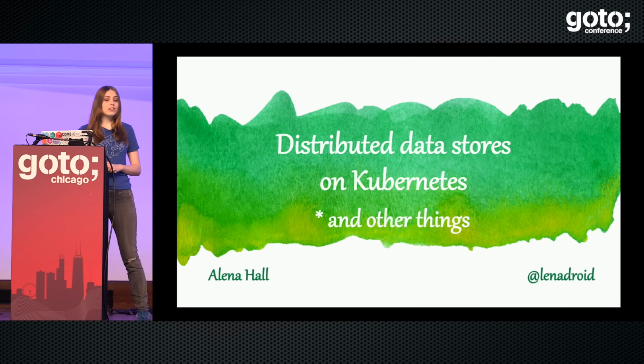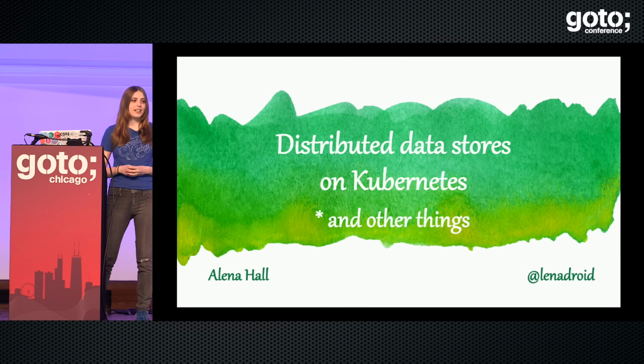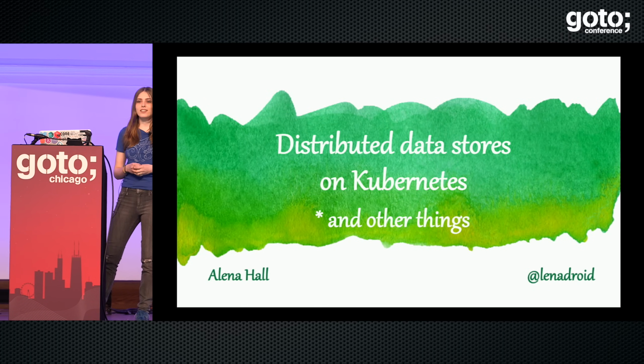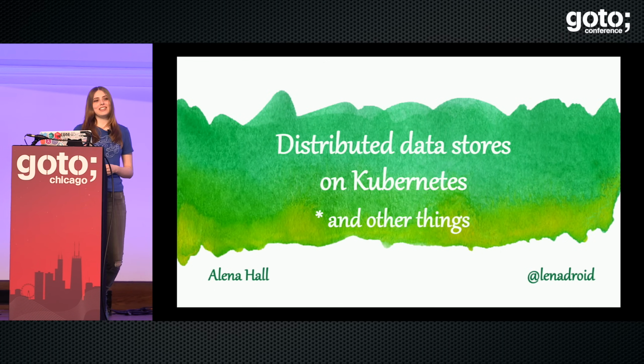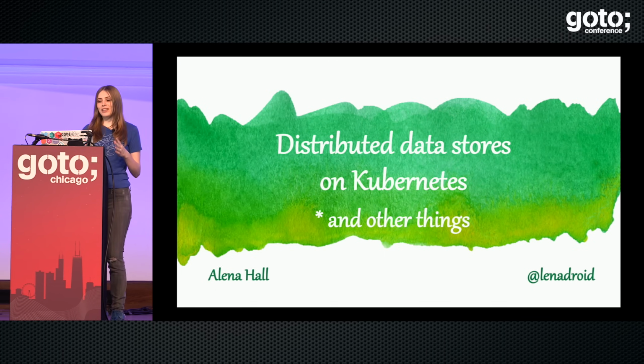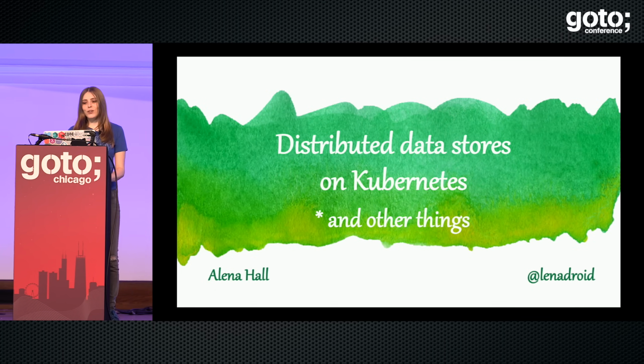I am Alena Hall. I live in Seattle. I am a senior cloud developer advocate at Microsoft working on Azure, focusing on big data and distributed systems. I also really enjoy trying out new things and experimenting with stuff, so like in this talk.